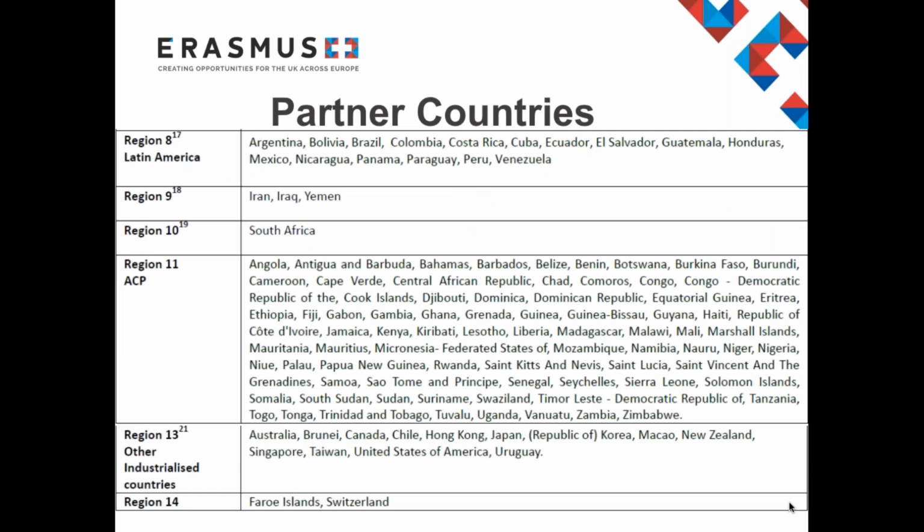As with the 2018 call, there is a Region 14 for the Faroe Islands and Switzerland. The UK National Agency are setting aside budget to fund digital traineeship mobilities in these countries. Applicants will be able to select this mobility type and the countries in the 2019 application form. For more information, please see page 25 in the 2019 program guide.